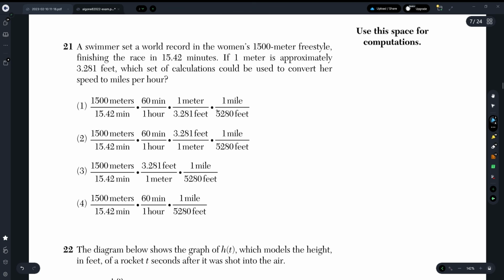A swimmer set a world record in the 1500 meter freestyle, finishing the race in 15.42 minutes. If 1 meter is approximately 3.281 feet, which set of calculations can convert her speed into miles per hour? Okay, so really we don't have to do anything here other than make sure that the units work out. So we want to make sure that everything cancels out to miles over hour.